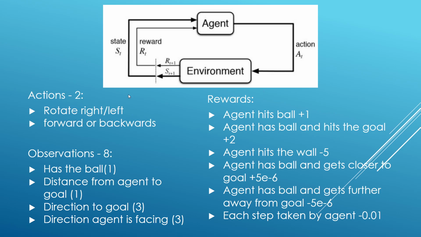So this is my reinforcement learning cycle for this environment. You can see the reward structure is as follows. If the agent hits the ball, it gets a +1. And if the agent has the ball and hits the goal, it gets a +2. And then here are some other minor ones.